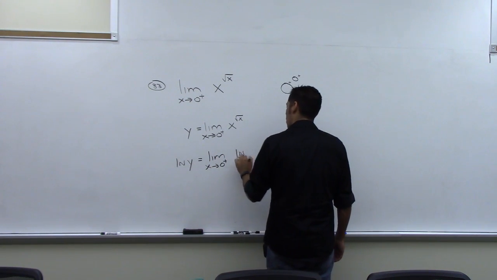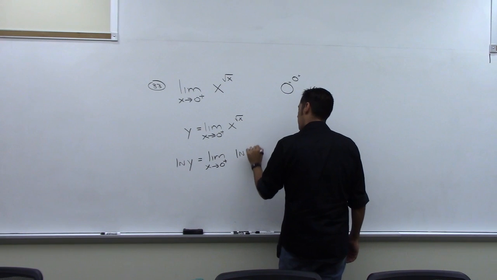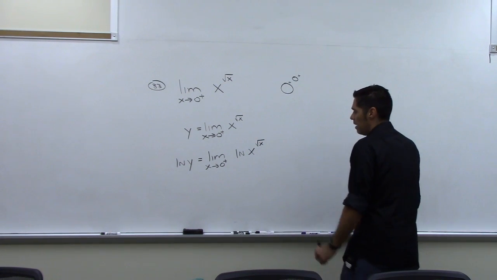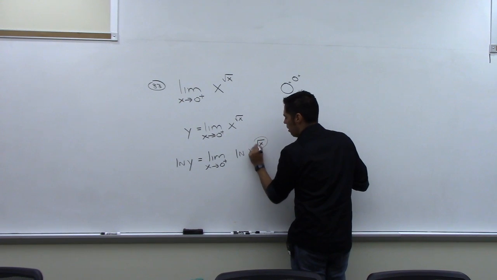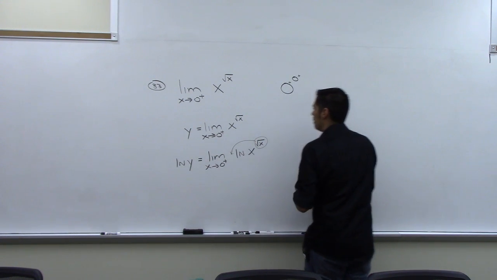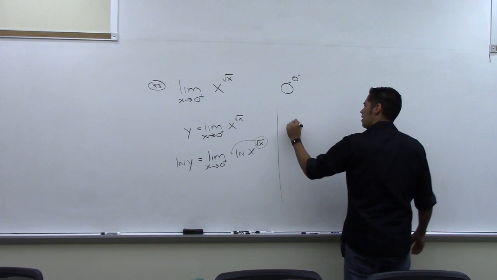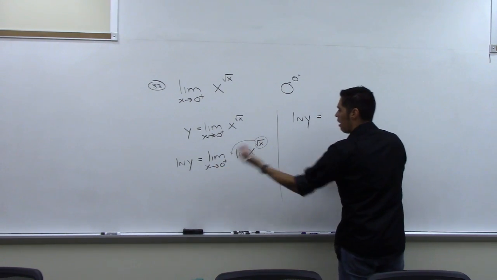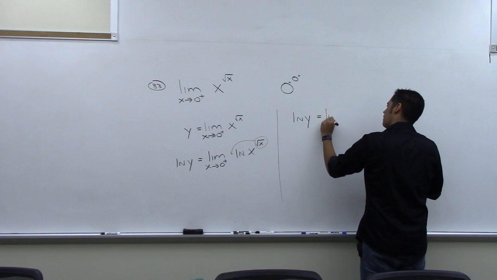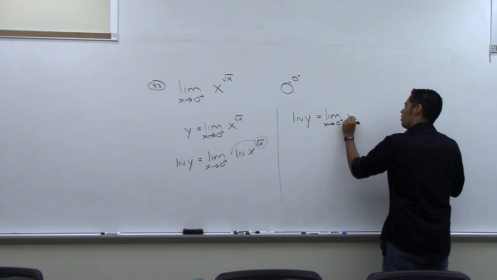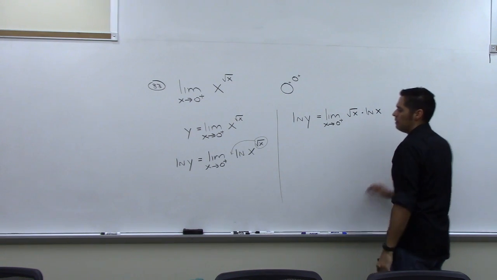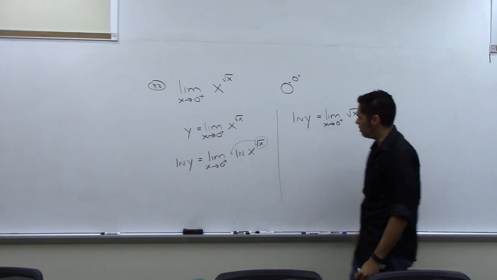So here's my natural log, and I'm doing natural log of this, like that. And the reason I do that is because I can now use the property of logs to drop this out in front. So this becomes natural log of y. So I have to write the equation down. Natural log of y equals the limit, as x goes to 0 from the right, of root x, that dropped out in front, times natural log of x. So there's my dropping of the exponent.